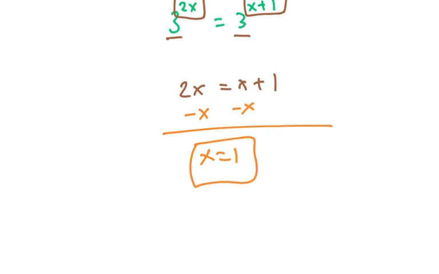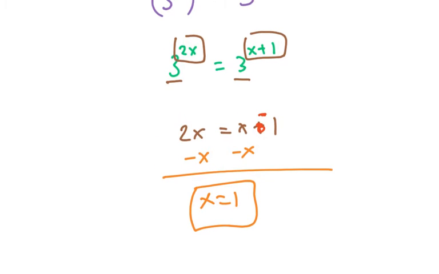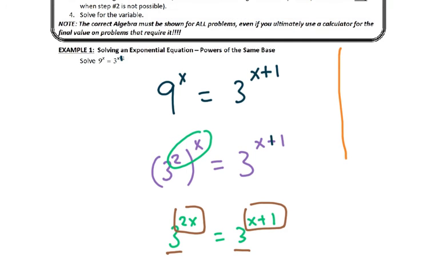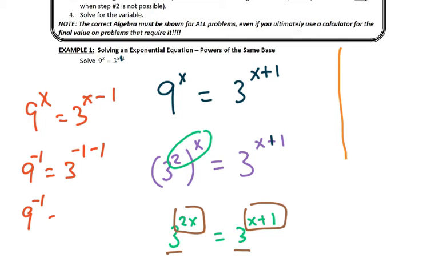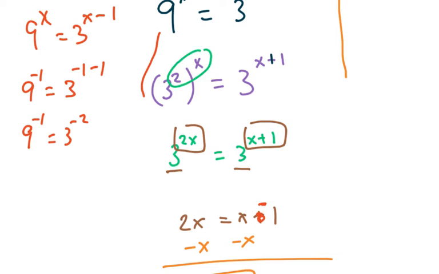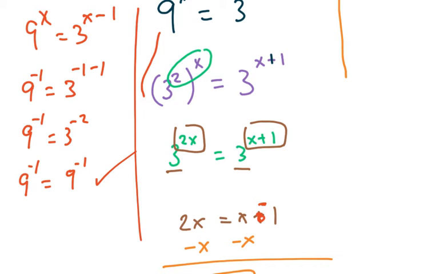If it was x minus 1, then this would simply be negative, and when I move it over, x would equal negative 1. So that's the only difference. If the question was 9 to the x equals 3 to the x minus 1, then the answer would be negative 1. You can see that from 9 to the negative 1 equals 3 to the negative 1 minus 1. So this would be 9 to the negative 1 equals 3 to the negative 2. 3 squared is 9, but it's negative, so it's negative 1. So 9 to the negative 1 equals 9 to the negative 1. So how about that? Two problems for the price of one.